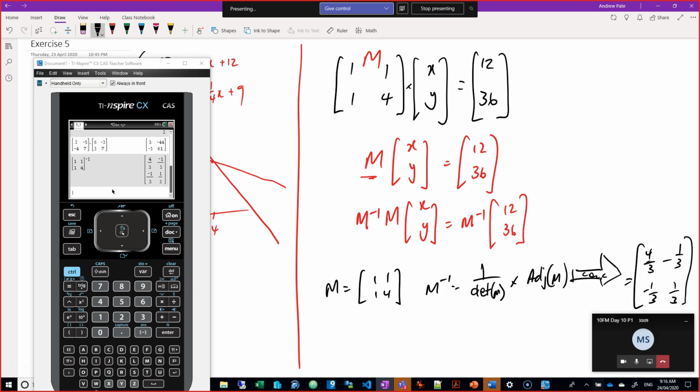So I know that M times the inverse of M is the identity matrix. So identity matrix times X and Y is going to equal the inverse of M, which I know now is this horrible thing, 4 thirds, -1 third, -1 third, and 1 third.